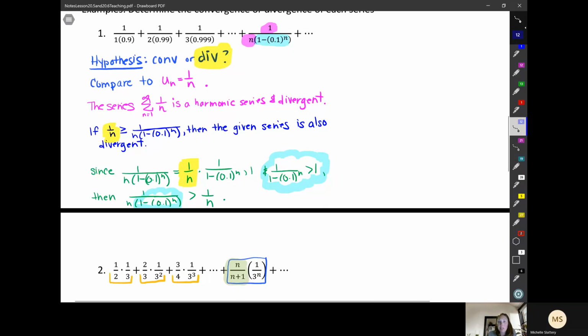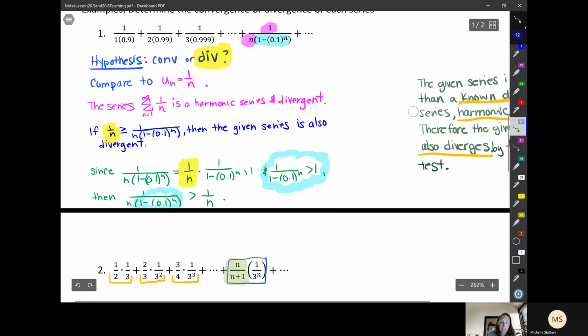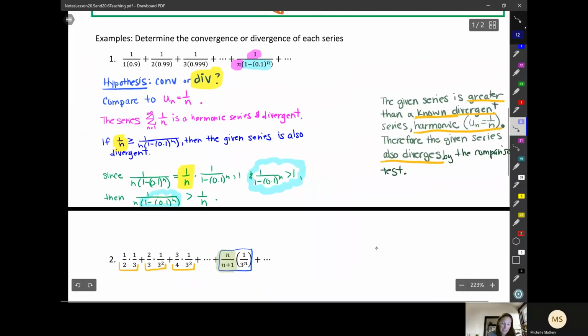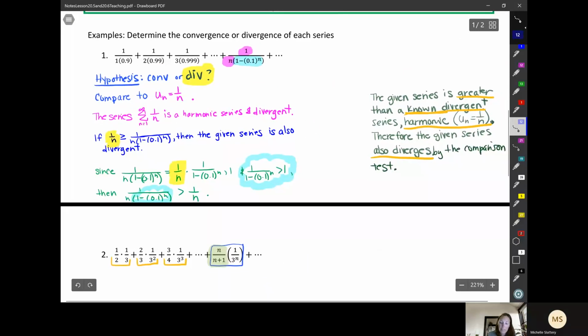So my last thing I need to do then is I need to write that out in a sentence. So I write out in a complete sentence, including all of the information that I need. I say the given series is greater than a known divergent series, harmonic. Therefore, the given series also diverges by the comparison test. And that's what you want to write out for your final answer here.